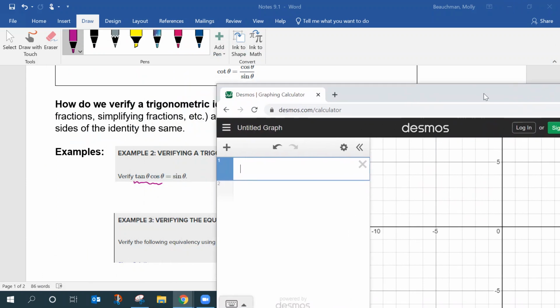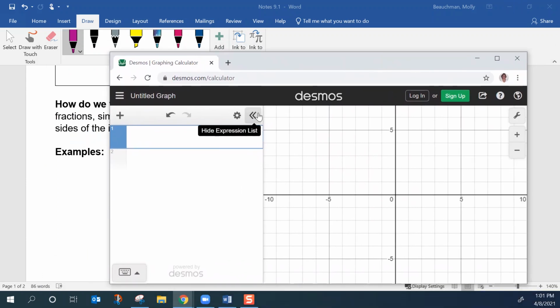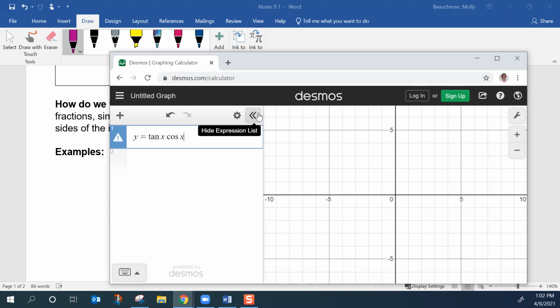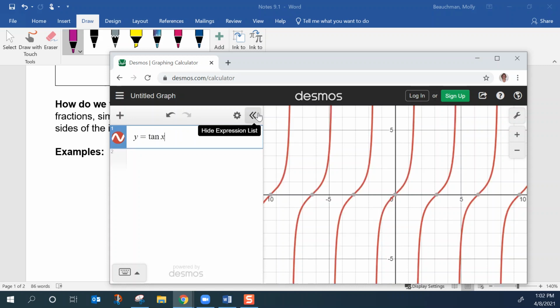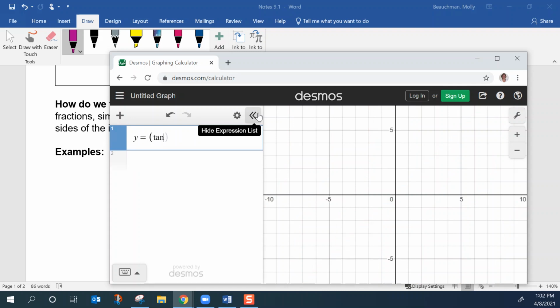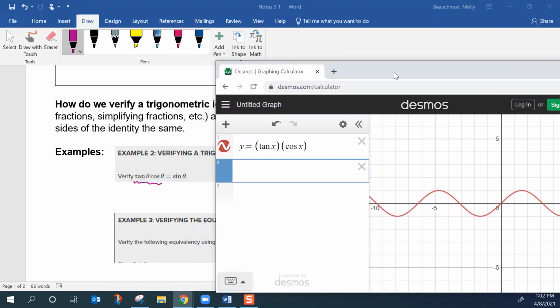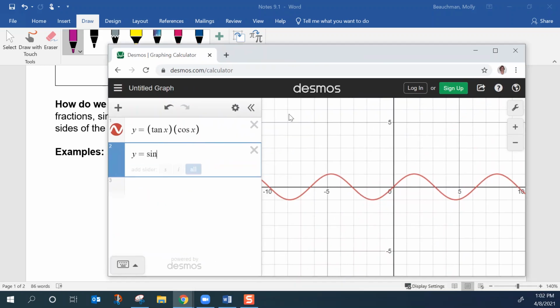So if we have tangent times the cosine of an angle, I graph y equals tangent of an angle times the cosine of an angle. There's the graph of tangent times cosine. And the right-hand side is y equals the sine of the angle. Notice those two graphs coincide with each other. That means that tangent times the cosine does equal the sine.